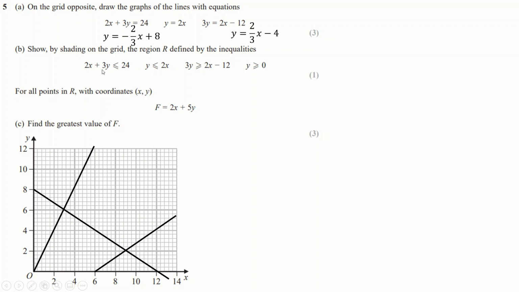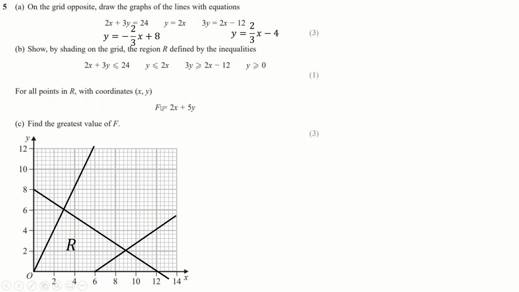But anyway, r is defined to be below this line, below this line, below this line, below this line, and above this one. So it must be this region here, and above the y equal to 0. So above this one is here. So this is r.